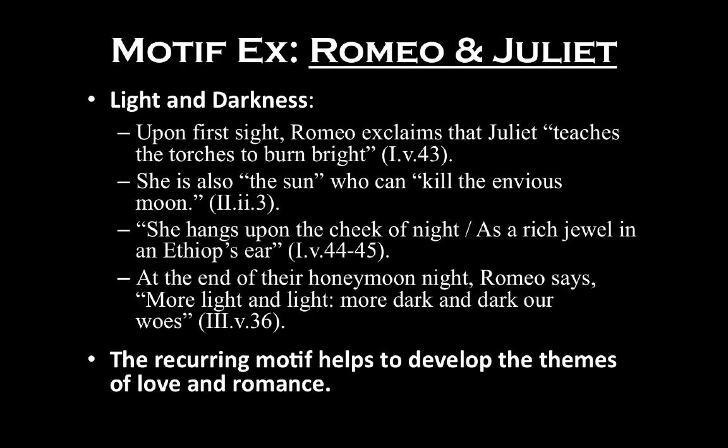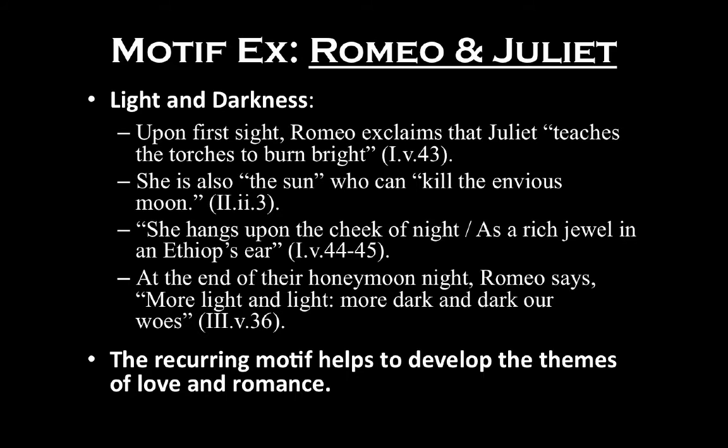Okay, and then we have motifs in Romeo and Juliet too. The most common one is the repeated mention of light and dark. If we were to go back and look at all of the different quotes from Romeo and Juliet that mention dark and light, it's in there a ton of times. But just a few: upon first sight, Romeo exclaims that Juliet teaches the torches to burn bright. She is also the sun who can kill the envious moon.